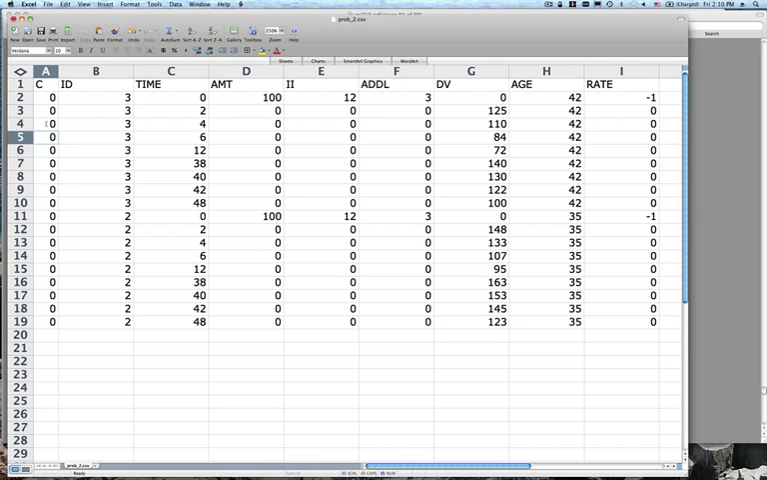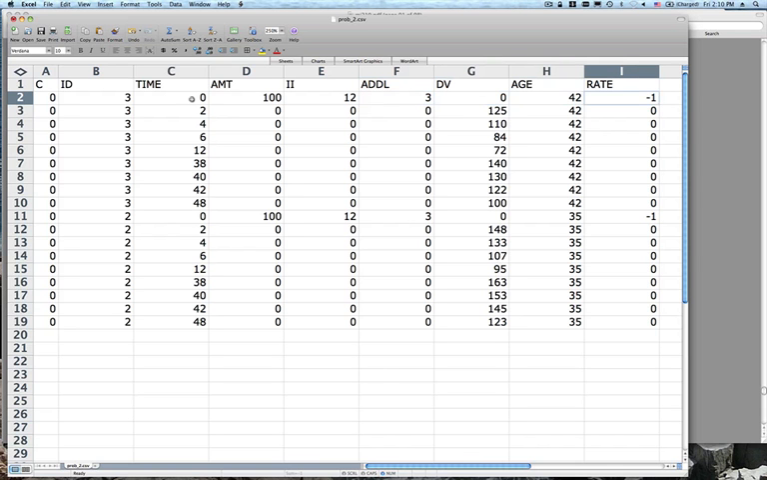We'll turn it back. So ID 3 and 2 are listed here. Let's look at one individual first. We have the dosing record here, time 0, a dose of 100 every 12 hours, and ADDL is 3 because there's a total of 4 doses here.